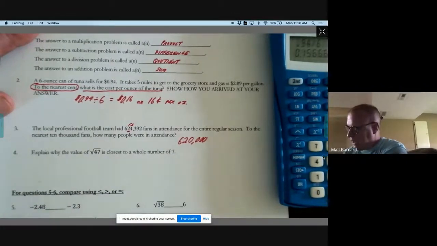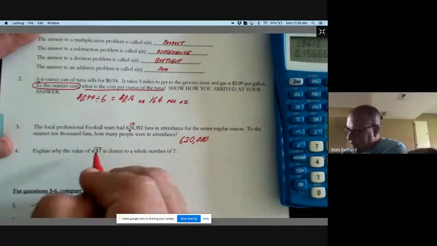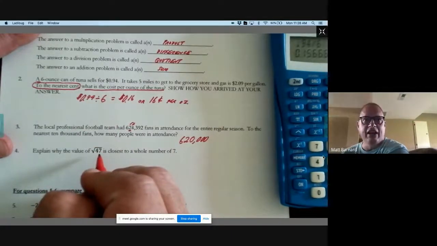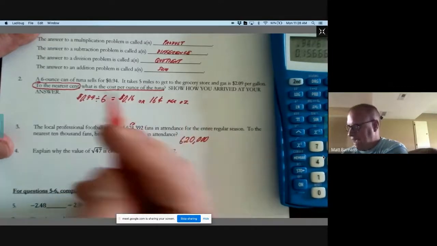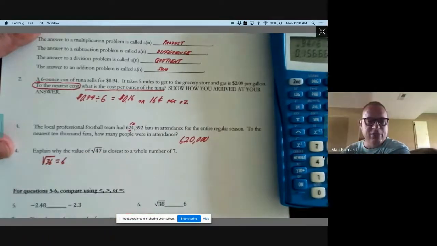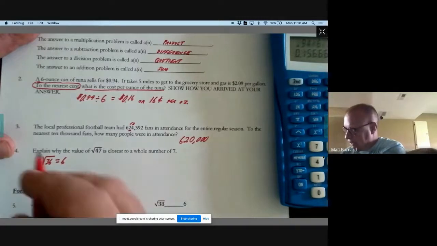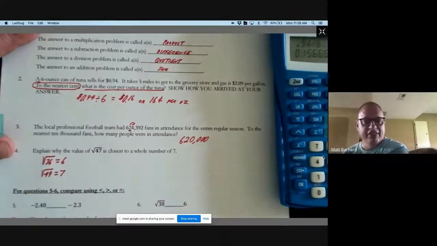Number 4, explain why the value of the square root of 47 is closest to a whole number of 7. Well, square roots tell us what we're looking for is a number that we can take times itself to get 47. So I know that the square root of 36 is 6. And the reason for that is because 6 times 6 is 36. Now, I also happen to know that the square root of 49 is 7, because 7 times 7 is 49.